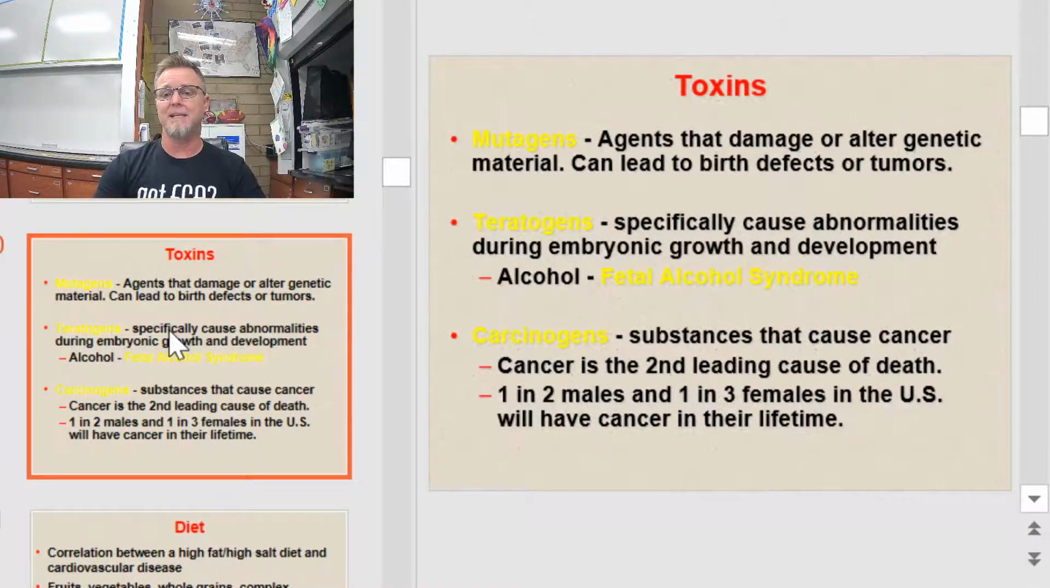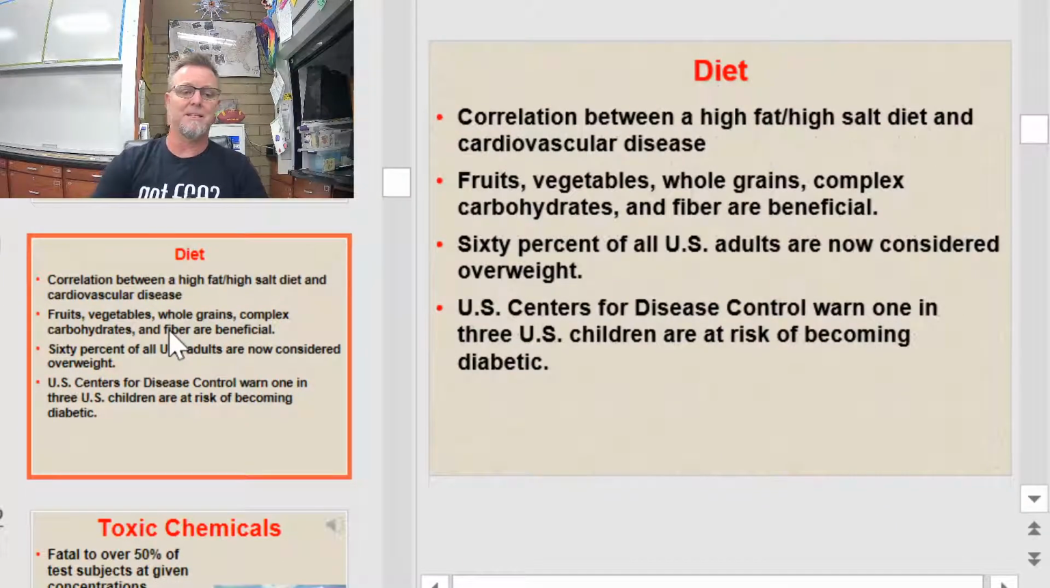Alcohol is a great case in point, but not the only one that I'm going to share with you here. Carcinogens, their name says it all. Substances that cause cancer. Cancer is the second leading cause of death in the United States. Do you remember what the first one was? Yeah, it's heart disease. 1 in 2 males and 1 in 3 females in the United States will have cancer in their lifetime. Now, some other things that we need to consider.